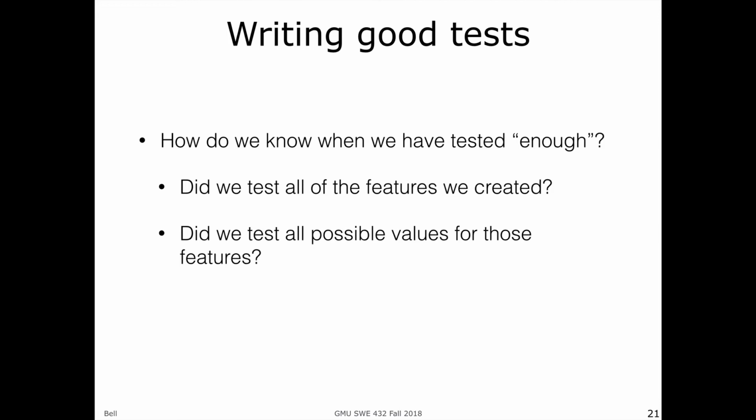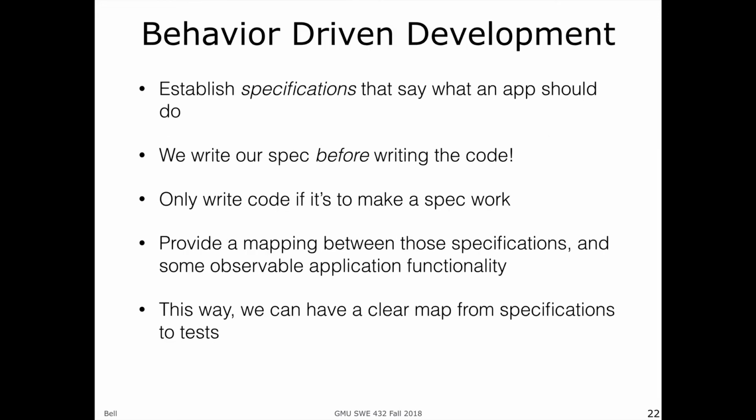Something that's become incredibly popular in testing, specifically in testing JavaScript code, but increasingly so with other kinds of testing, is called behavior-driven development. With behavior-driven development, we establish specifications that say what an app should do. And we want to write these specifications before we write any code. All the code that we write should exist just to take those specifications and make them work.